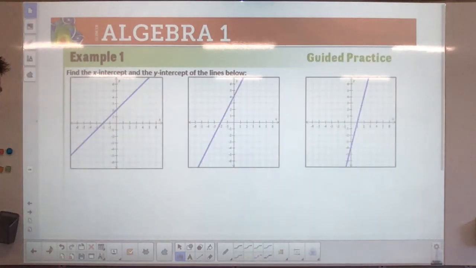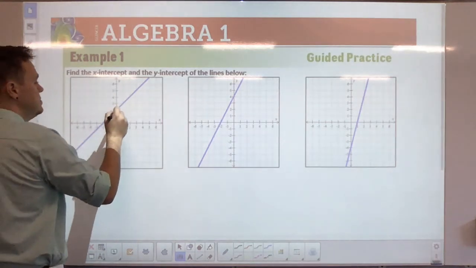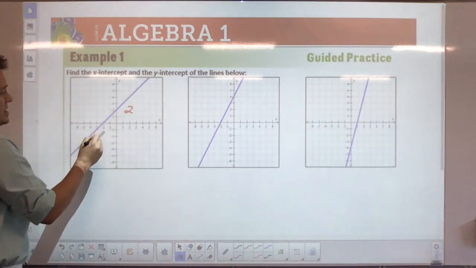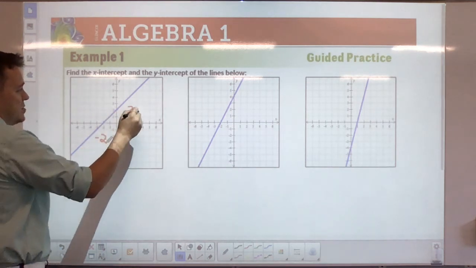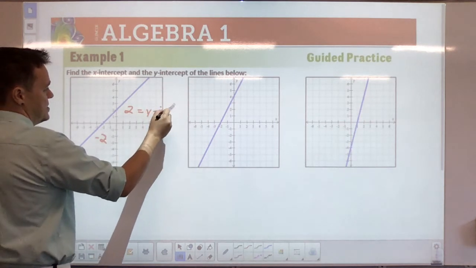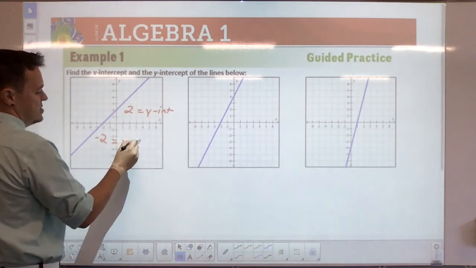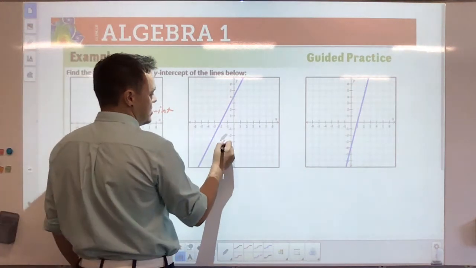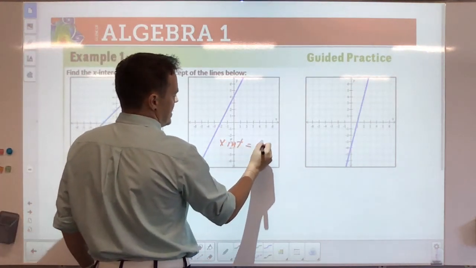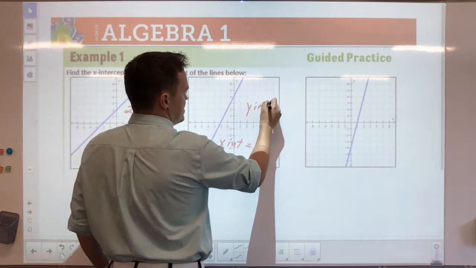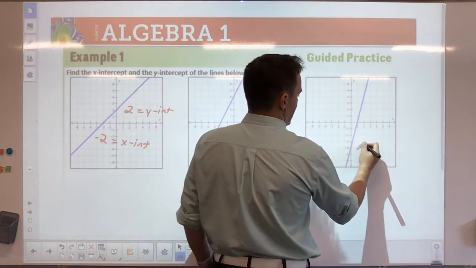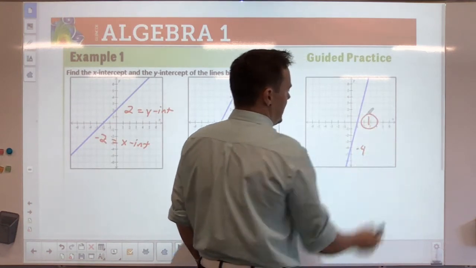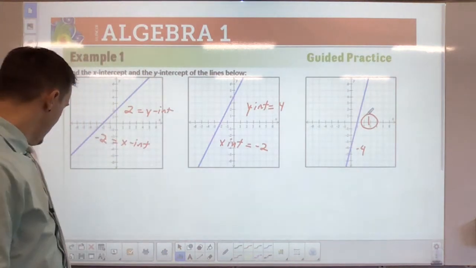What I want you guys to do is find these three. Here the x-intercept is 2, the y is, sorry, the y-intercept is 2, and the x-intercept is -2. This one here, x is -2, the y-intercept is 4. And then over here, the y-intercept is -4, and my x is 1. Simple setup. Make sure you understand the values of these as we go forward.